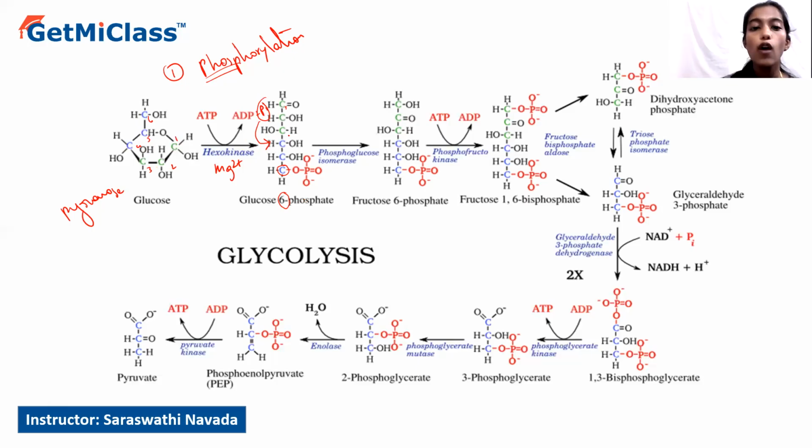Then, followed by this, the second step is called isomerization. We all know what is meant by isomerization. It is a phenomenon which involves conversion of one molecule into its isomeric form.